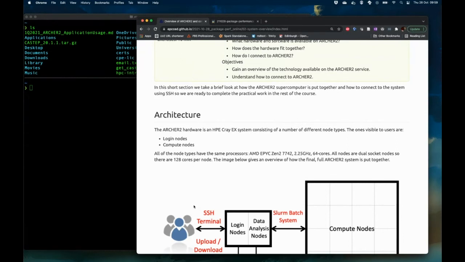All of the node types have the same processors. These are AMD EPYC Zen 2, so these are Rome processors, each of them with 64 cores. All the nodes are dual socket, so there are two 64-core processors per node, so 128 physical cores per node.